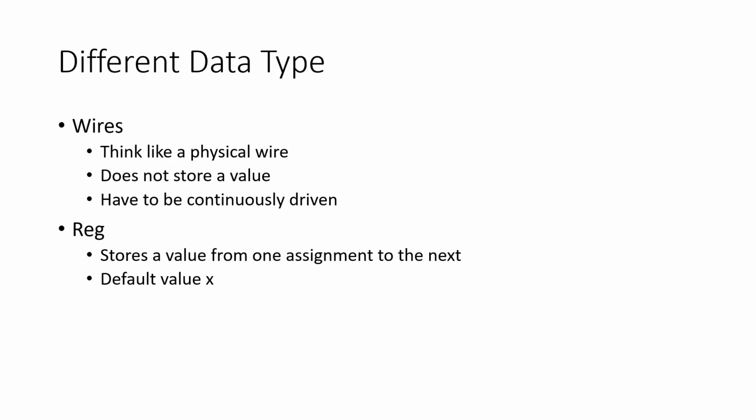Some of the different data types that we have in Verilog is wire. You can think of a wire like a physical wire itself. It doesn't store any value and it has to be continuously driven. The other type of data type that's mainly used is a reg. It stores a value from one assignment to the next, and its default value is x when it's first initialized.